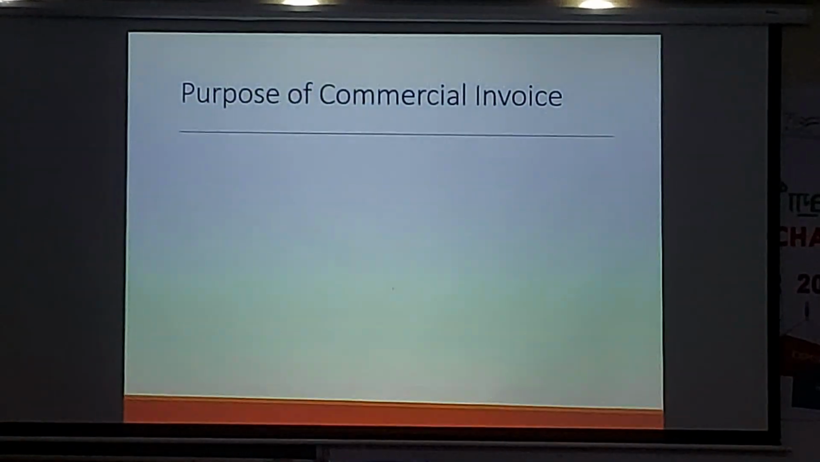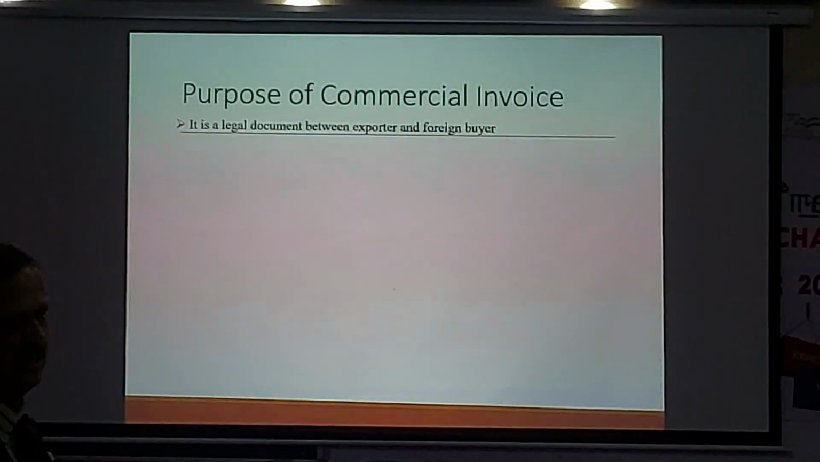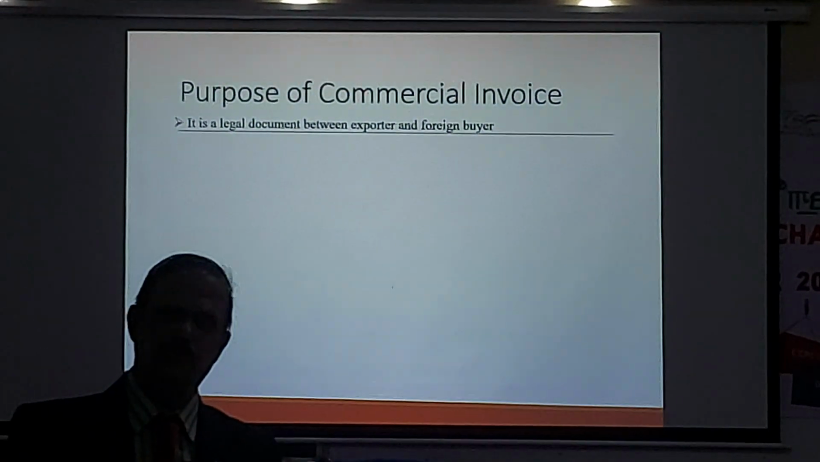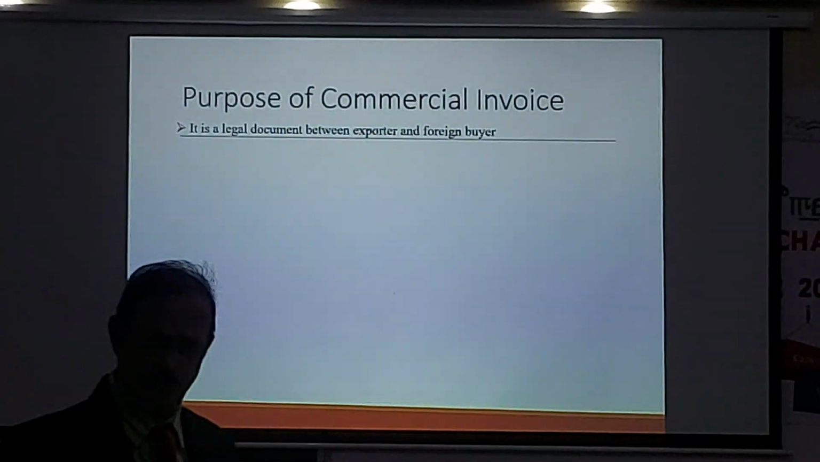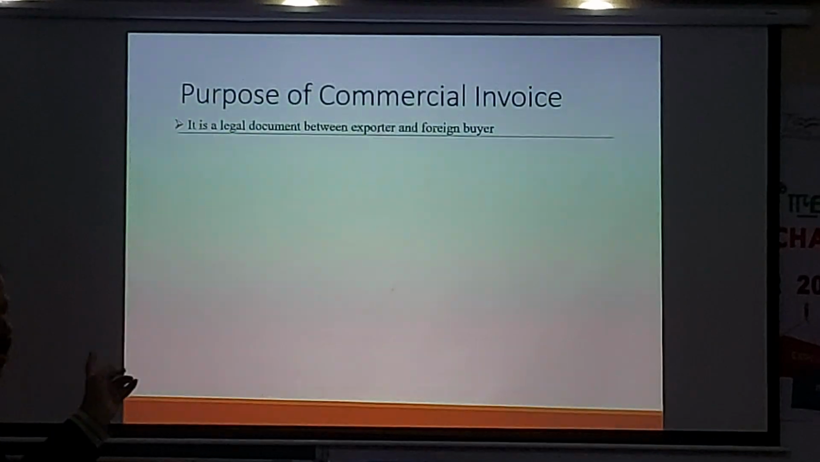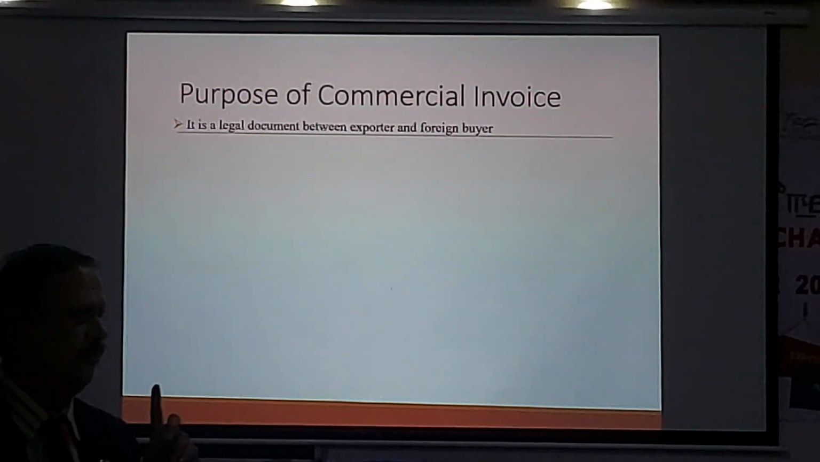Now, what is the purpose of a commercial invoice? This is a legal document. It's a contract. How do you make a contract between buyer and seller? The contract between exporter and importer is the commercial invoice. Unless you have a separate contract, this becomes your contract. So in case of a dispute, this is the document. This is a legal document. Commercial invoice, legal document. So you have to be very, very careful in getting into this.